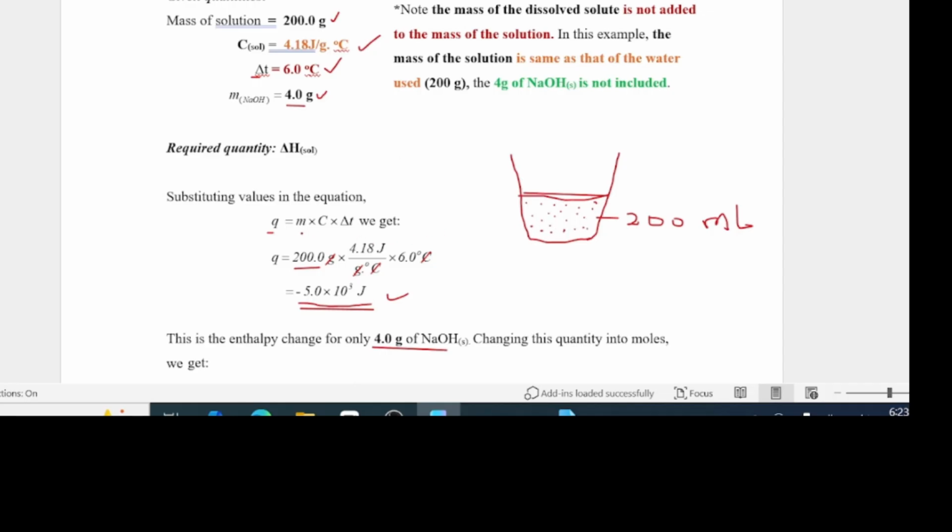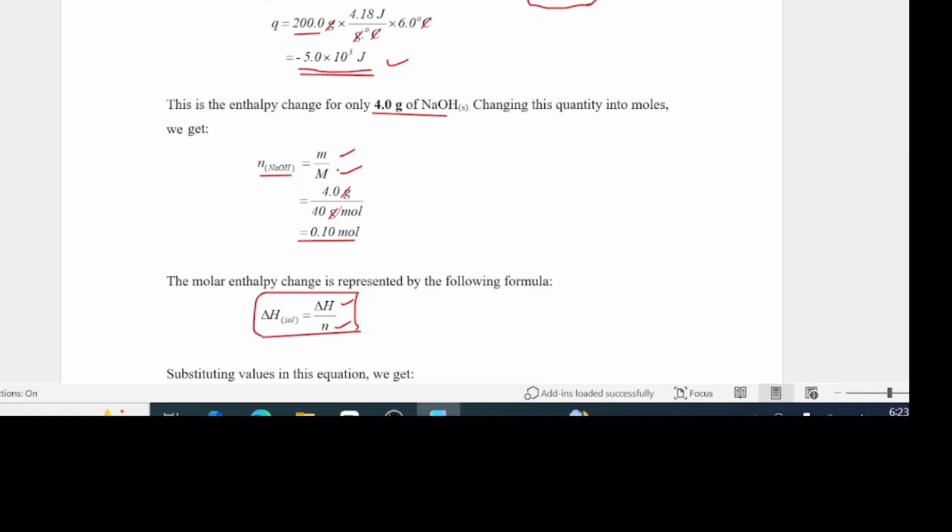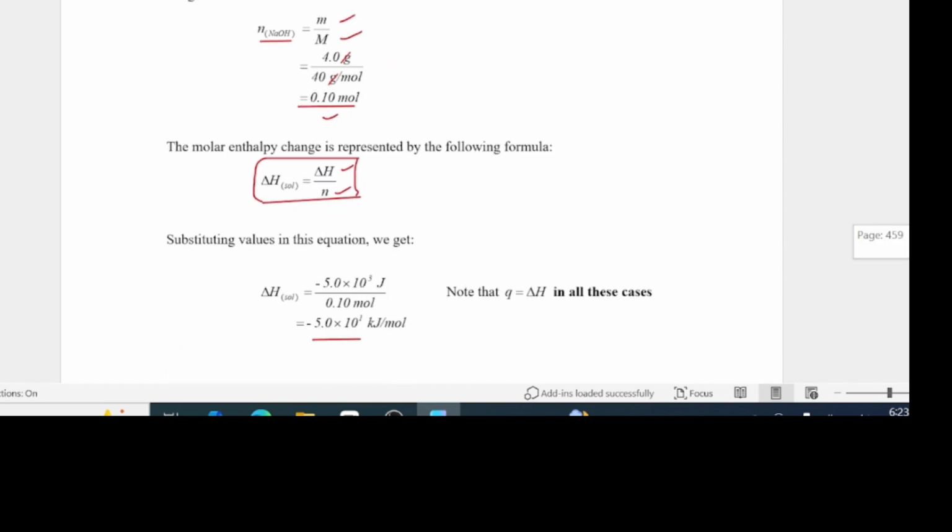So using this formula, we got the heat produced to be this, and we said that was equal to delta H. The next thing we did was to find the number of moles of sodium hydroxide. Turns out to be that. And then using this formula that is used for calculating the molar enthalpy change for anything, delta H divided by n, we ended up with that value there.